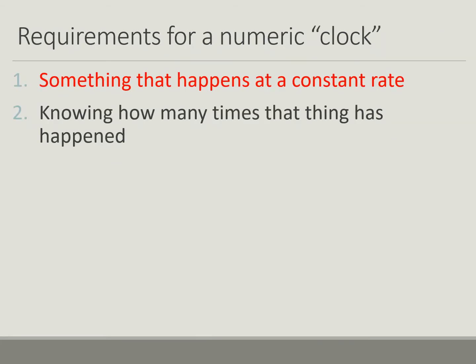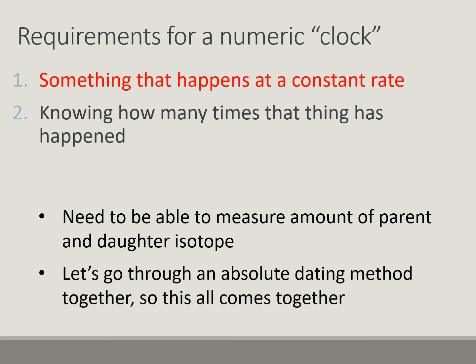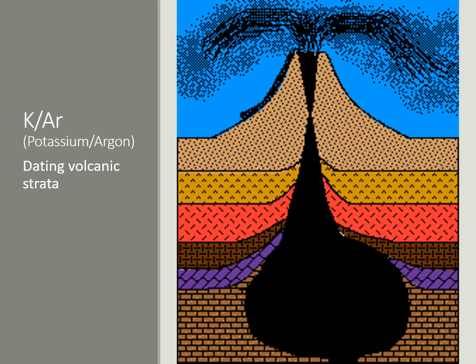So that is the first requirement, right? Something that happens at a constant rate. Radioactive isotopes decay at a constant rate into the daughter isotope. So we need some way to be able to measure the amount of parent and daughter isotope, right? And that basically is requirement number two, knowing how many times that thing has happened. So let's go through an absolute dating method together so this all comes together and makes sense.